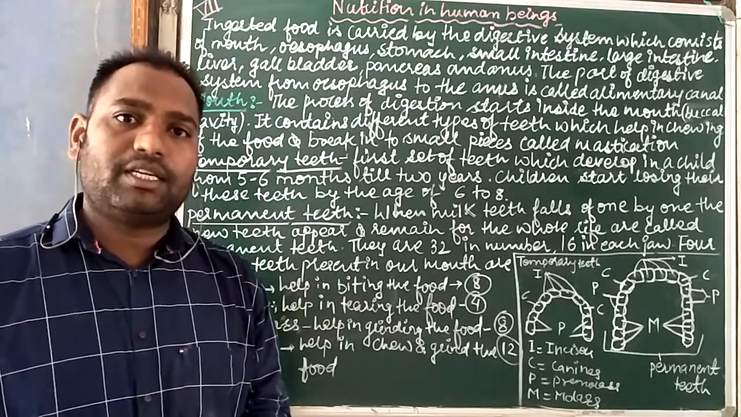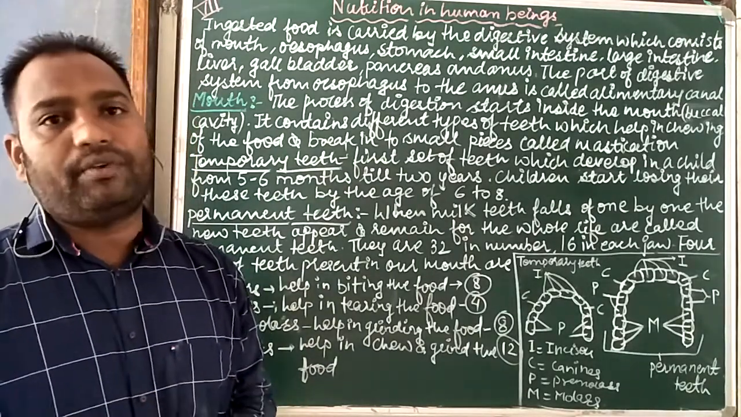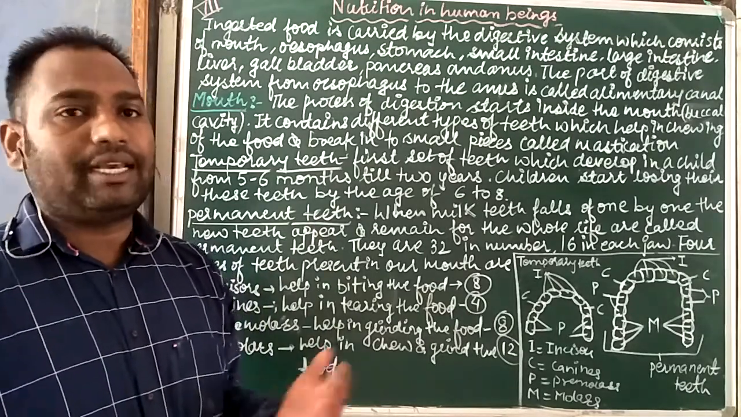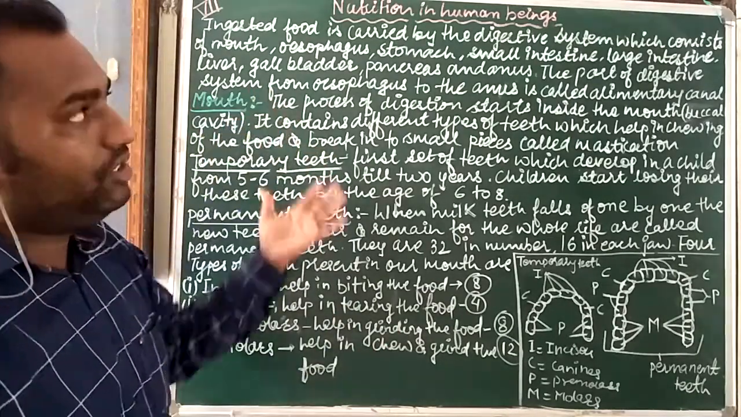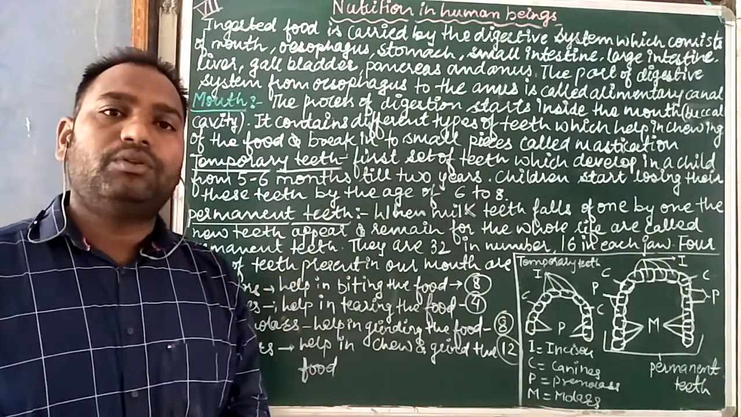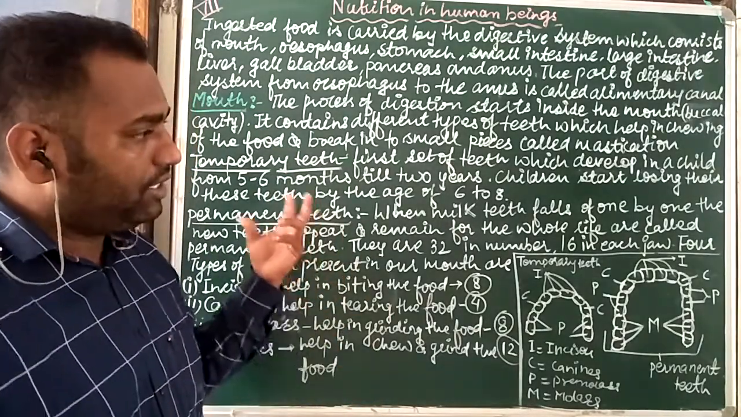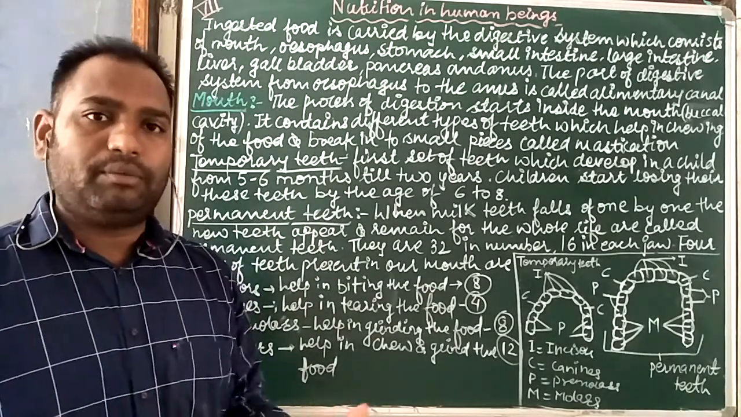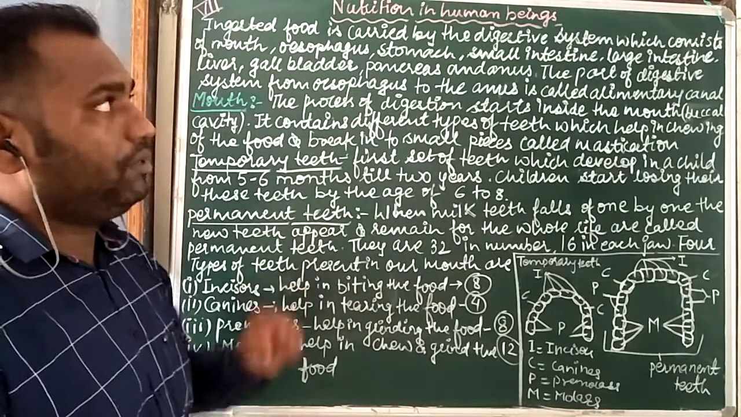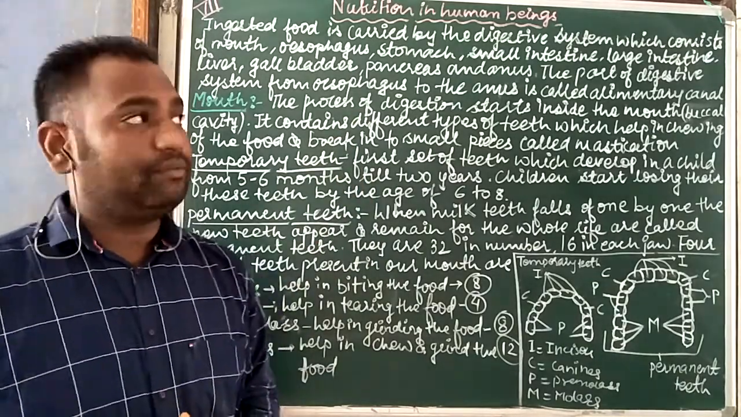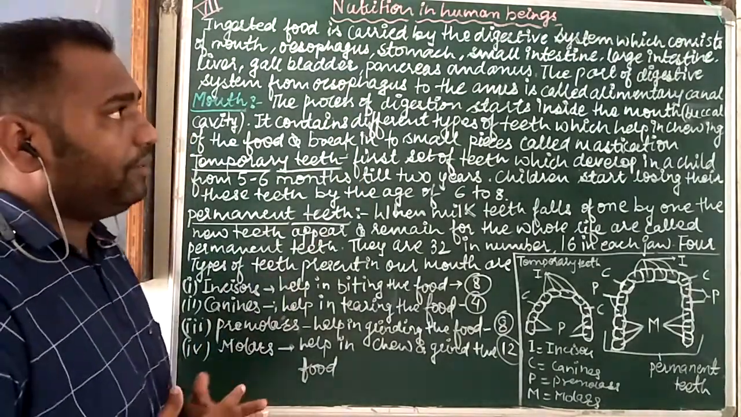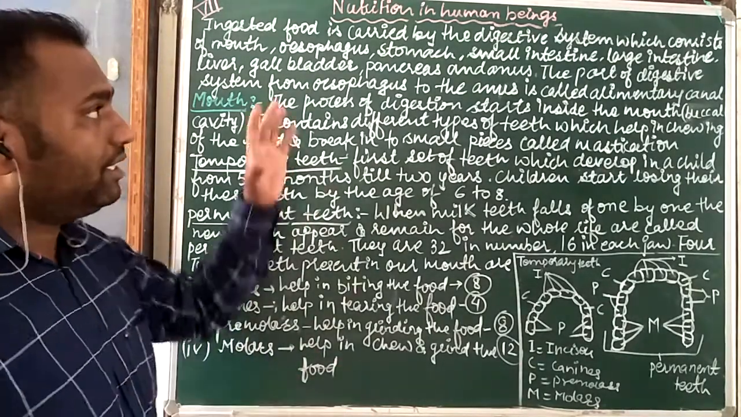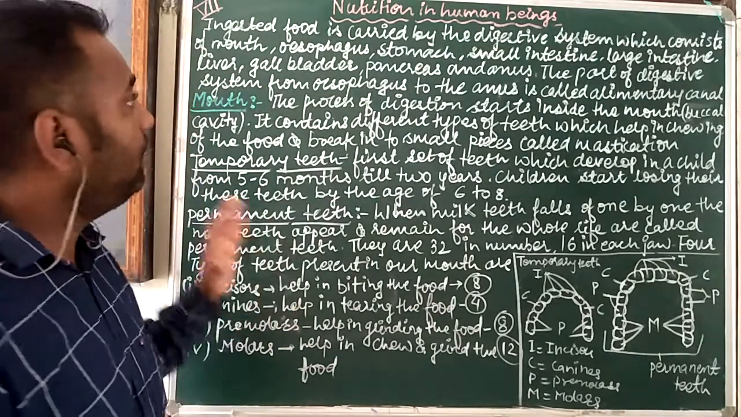We already discussed the many steps of nutrition in amoeba, like ingestion, digestion, assimilation, egestion, absorption. The same types of steps are also followed by human beings, but there are some differences because amoeba is unicellular and human beings are multicellular animals. So what are the main steps? Before discussing that, we are just studying some small, important points.